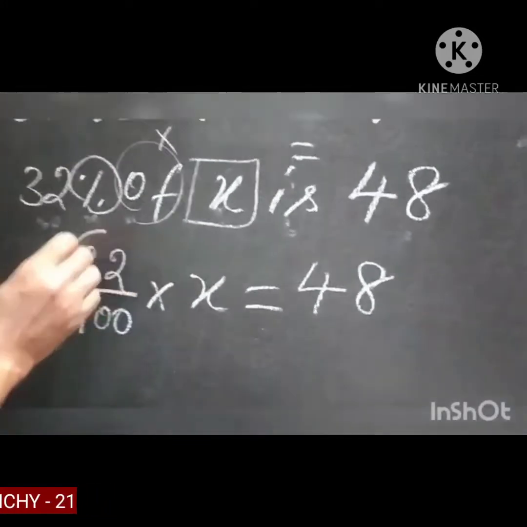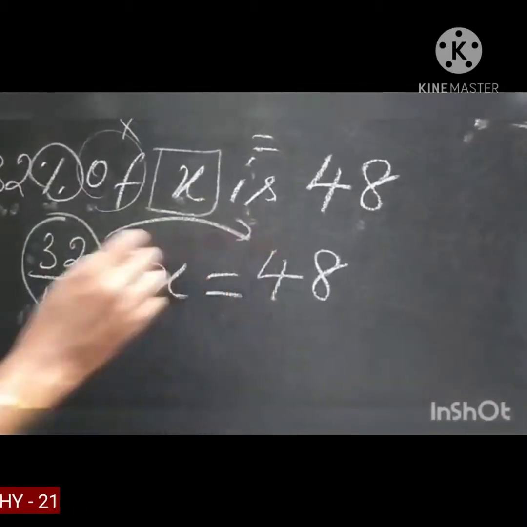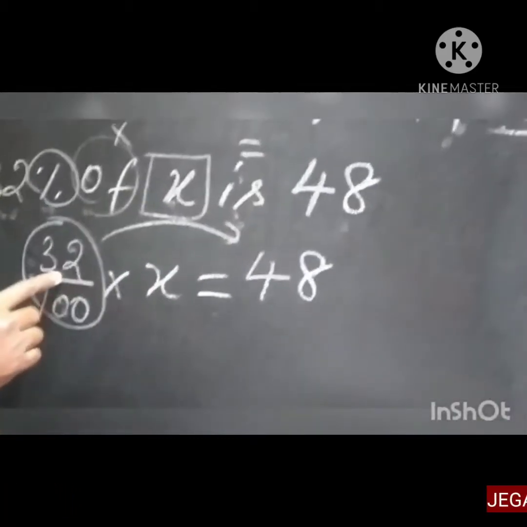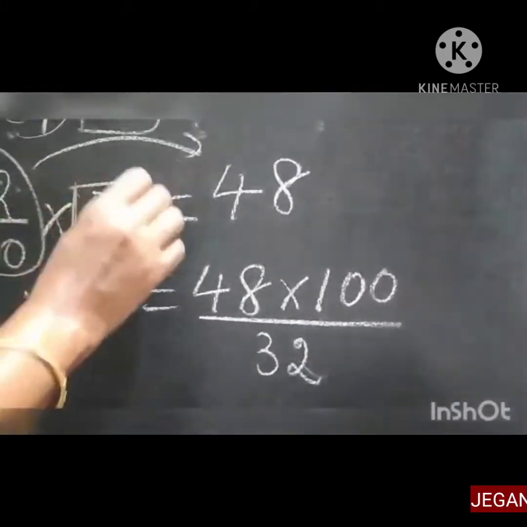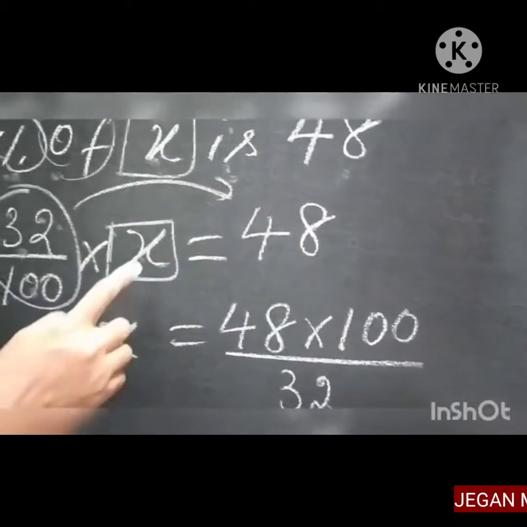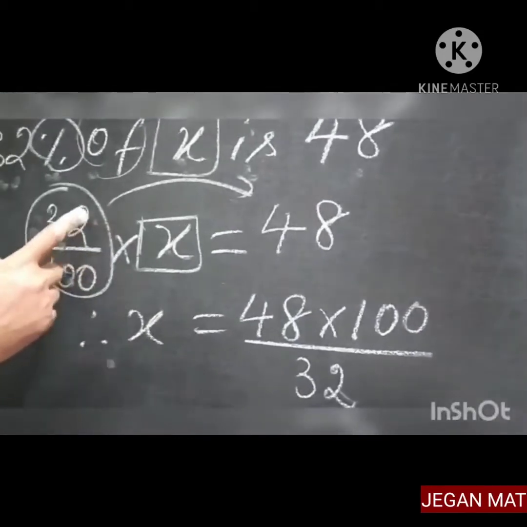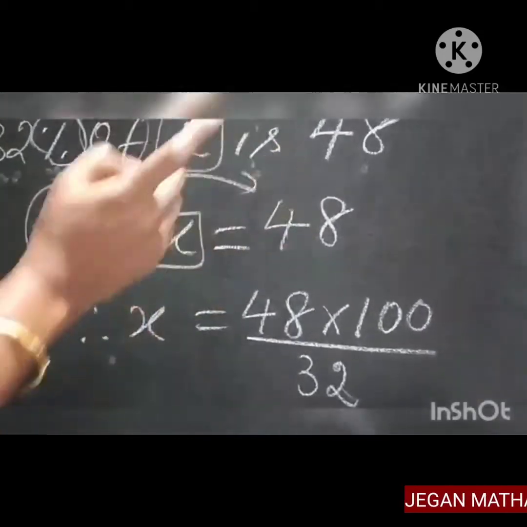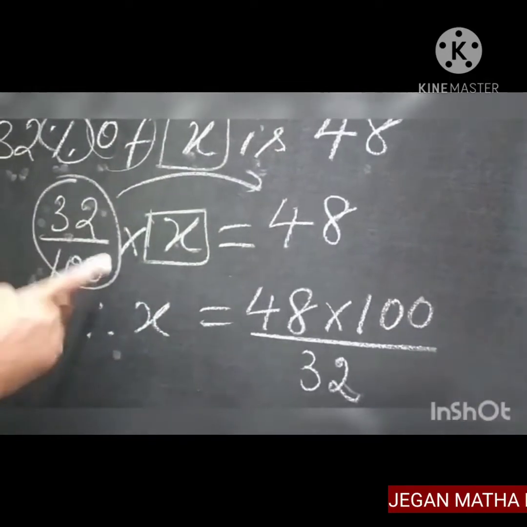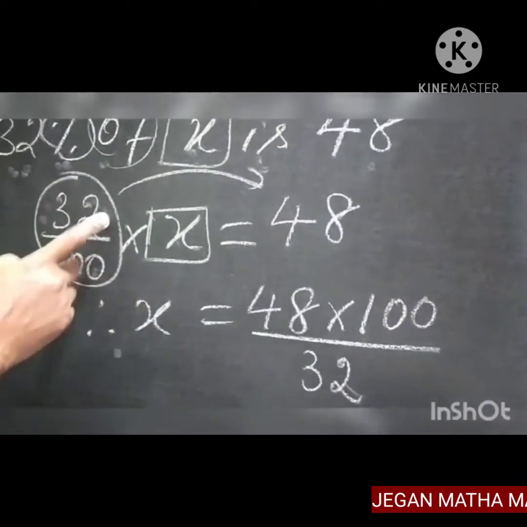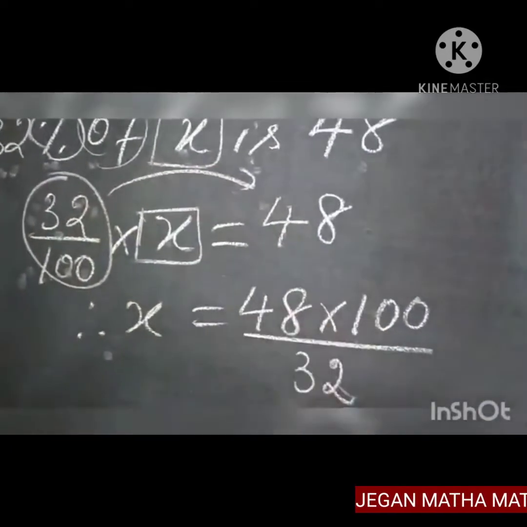So first you have to transfer this 32 by 100, which is on the left hand side. We want to find out the value of this x only, so keep the x on the left hand side. So you can transfer the 32 by 100 to the right hand side, changing the numerator and denominator. So 32 by 100 comes to this side as 100 by 32.